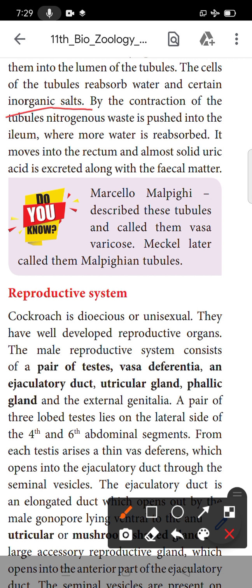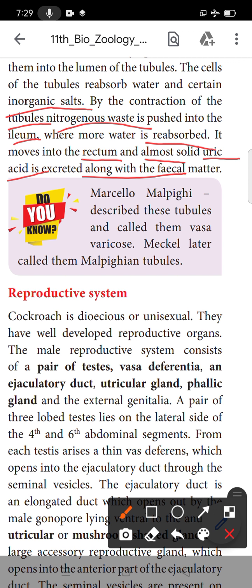By the concentration of the tubules, nitrogenous waste is pushed into the hilum where more water is reabsorbed. It moves into the rectum and almost solid uric acid is excreted along with the fecal matter.